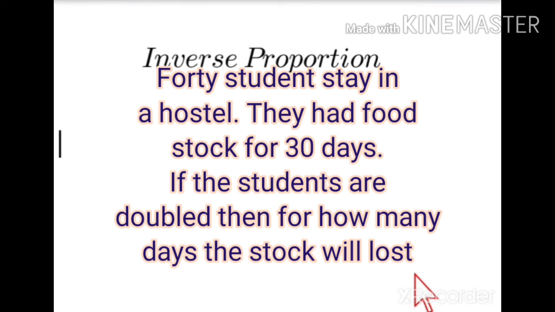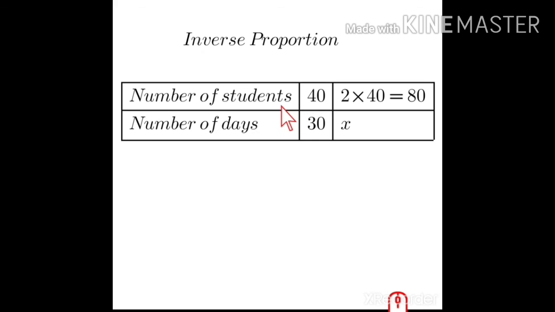Okay, first we will write that in a tabular column. We take the number of students as x and the number of days as y. First, there are 40 students in a hostel. They had food stock for 30 days. Next the students were doubled, so we multiply 2 into 40, that is 80. If there are 80 students in the hostel, then for how many days will the stock last?